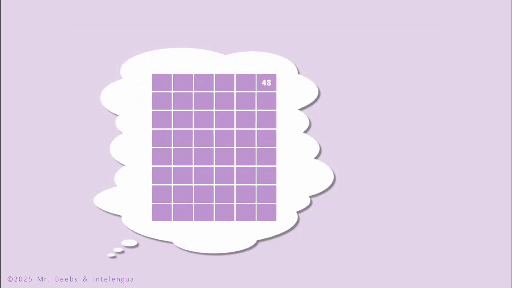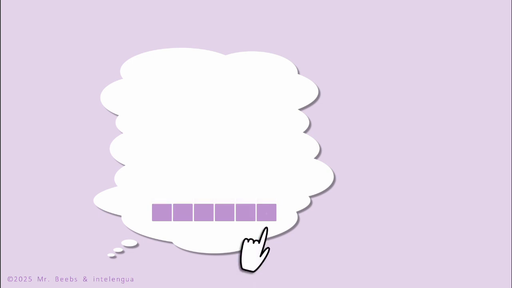Multiplication is just another way to look at the same math situation. Remember, there are 48 blocks right now, but focus on how many are in the first row. 6. That number is important because we are practicing multiples of 6. But the other number that's important is the number of rows. Let's count how many rows.